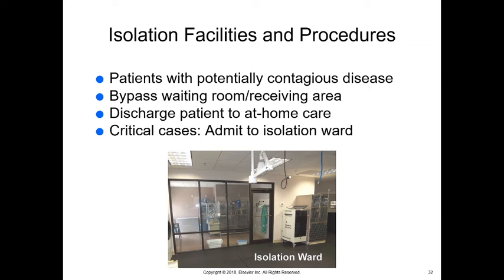So anytime we have a patient with a potentially contagious disease, whether it's parvovirus, which is most common, or kennel cough, which is also common, we're going to want to not keep them in the same area as healthy animals, or otherwise sick animals. We want to put them directly into this isolation ward. If we are discharging the animal to at-home care, we want to go directly to at-home care.